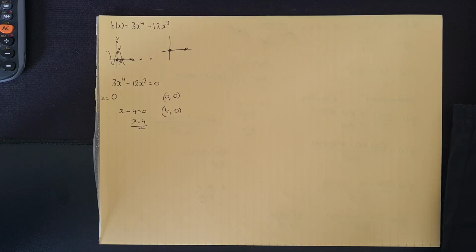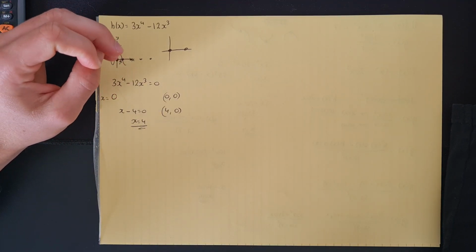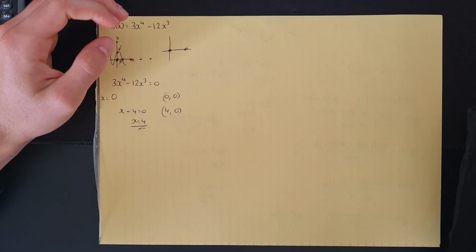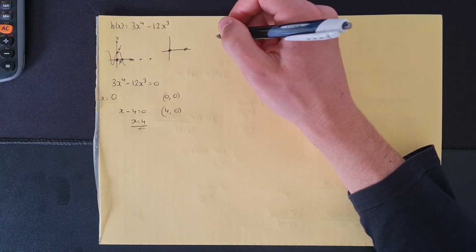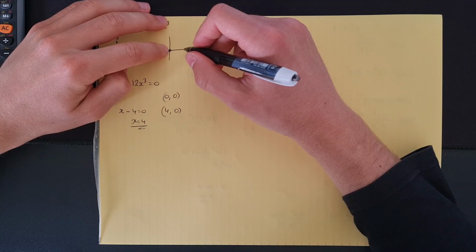Okay, now they're asking us to set up a table of signs for the first derivative. Find the intervals where the function h of x is increasing or decreasing. Okay, so we have basically two critical points, 0, 0 and 4, 0.